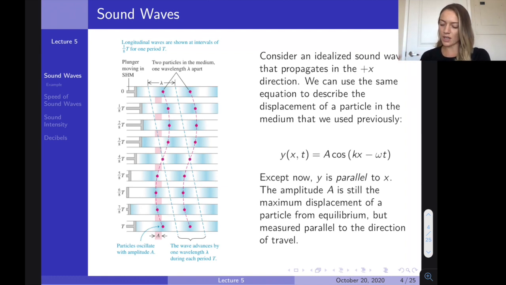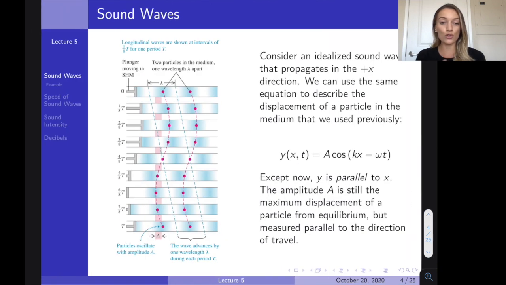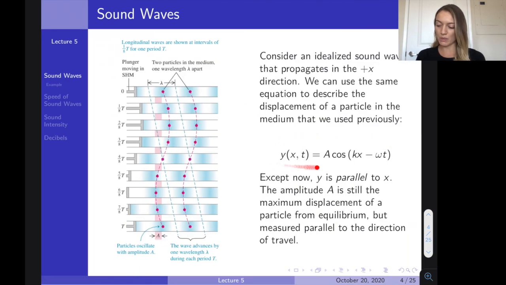Okay, so we said that these longitudinal waves are propagated via pressure differences in our medium. So we can quantify the relationship between our displacement and the pressure difference, and that relationship is given by this equation here. This is our pressure difference, the pressure difference from the equilibrium pressure. Let's say in this tube, before we started putting a sound wave through it, there was 1 atmosphere of pressure. This P of x,t denotes the difference from that equilibrium pressure. So we have that the pressure difference is given by negative B times the partial derivative of our wave function y with respect to x.